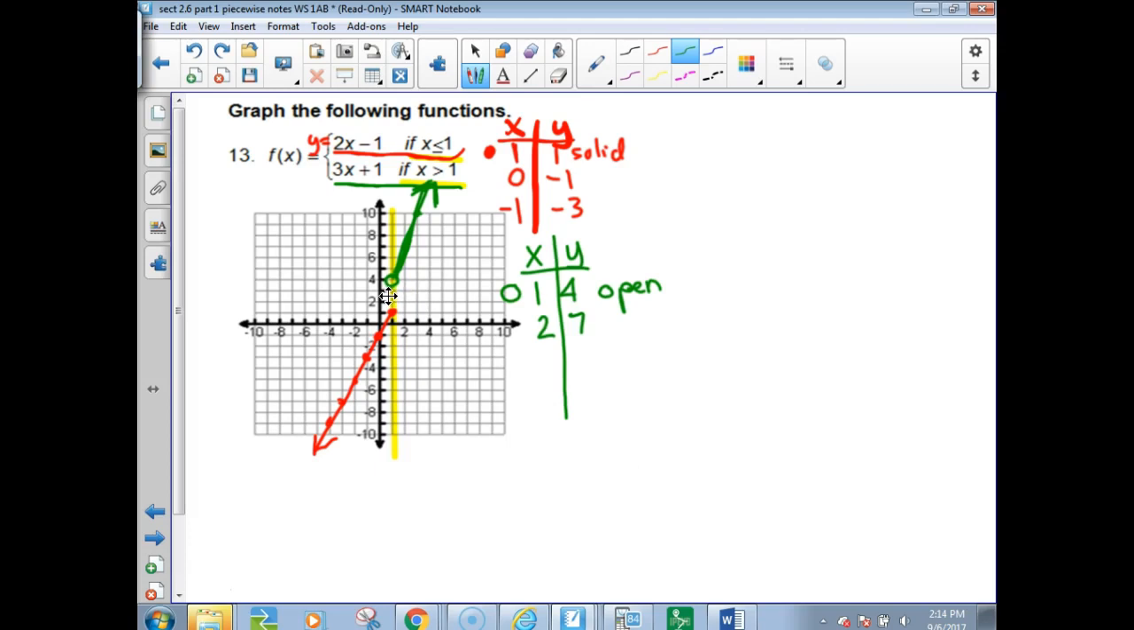Now, you can't skip 1 and only plug in 2. Because if I only plugged in 2, I would be missing this chunk of the line. So you have to put in the boundary number. You just make an open hole. Okay, that's one of them. We're done.